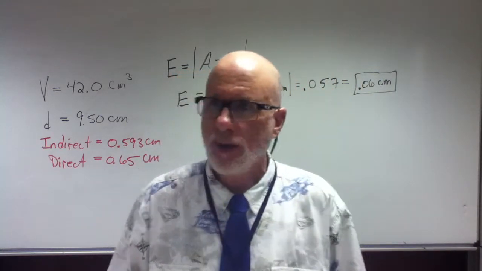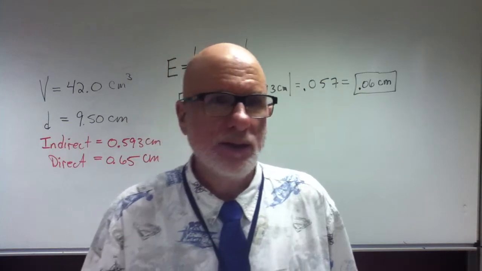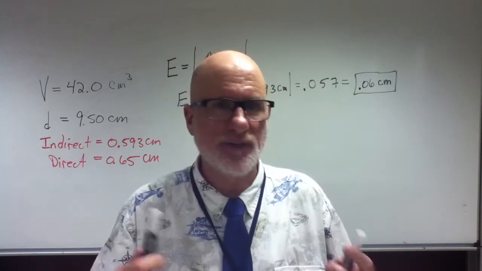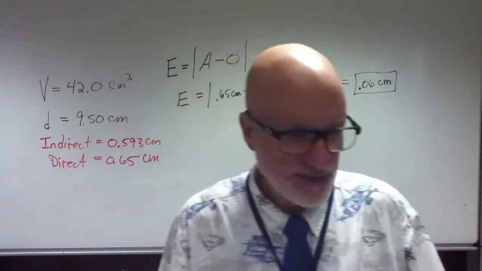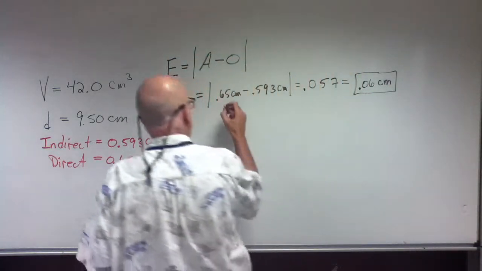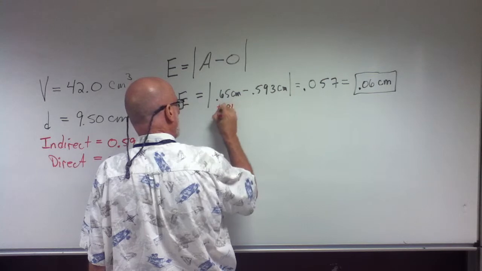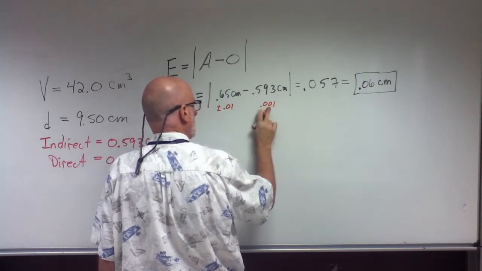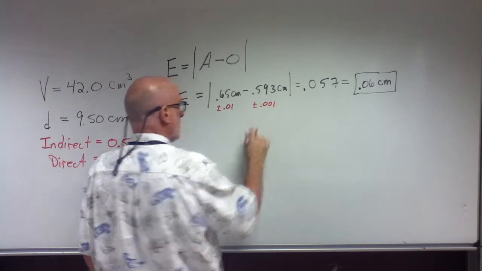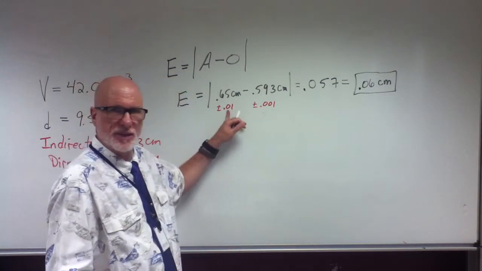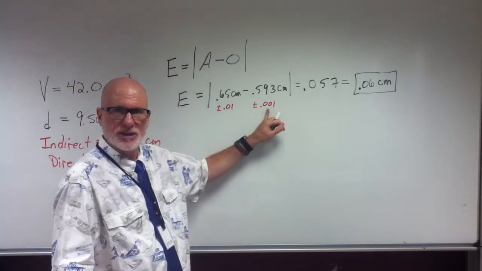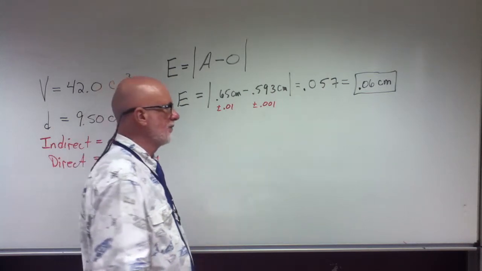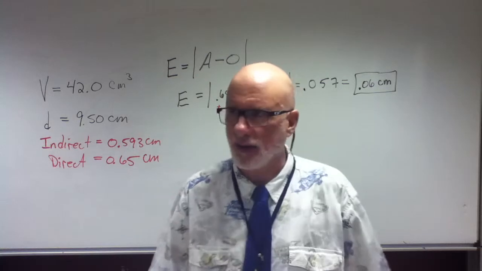0.06? When adding and subtracting, your answer must have the same precision as the precision of the least precise value. The precision here is 0.01. This is 0.001. Right? So it's got to have the precision of hundredth place, right? That's a higher precision, isn't it? Right? You get that? Okay, now, how do you find the percent error?